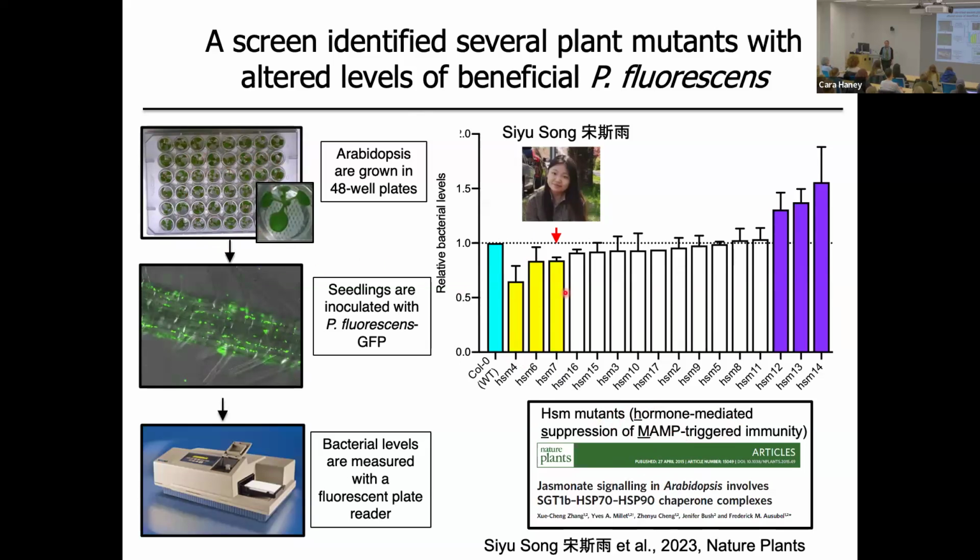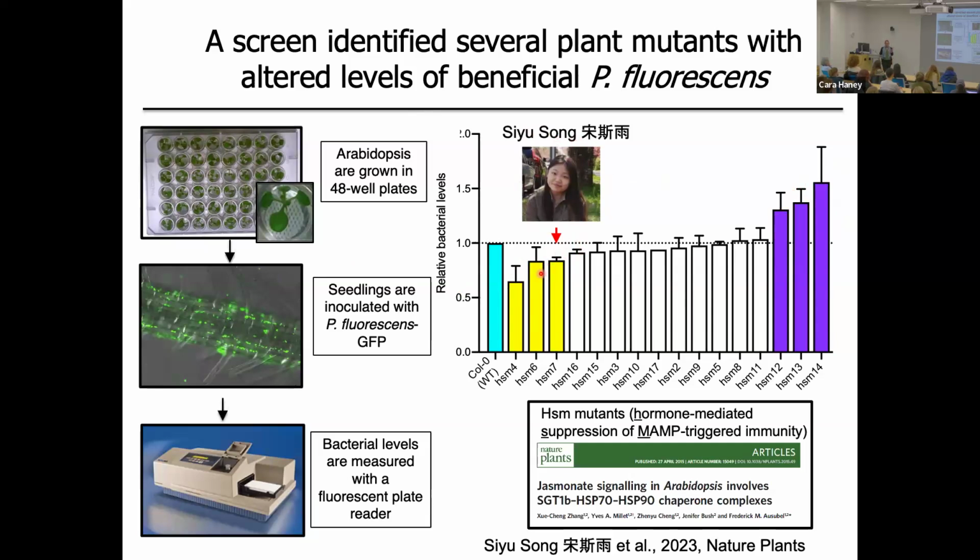And when we did this, we found 3 mutants that have reduced Pseudomonas abundance, and then 3 that have elevated Pseudomonas abundance. We previously published HSM13. I'm not going to talk about that today. I'm going to talk about HSM7, which has reduced bacterial growth in the roots. And this is the work of a very talented PhD student, CU Song.